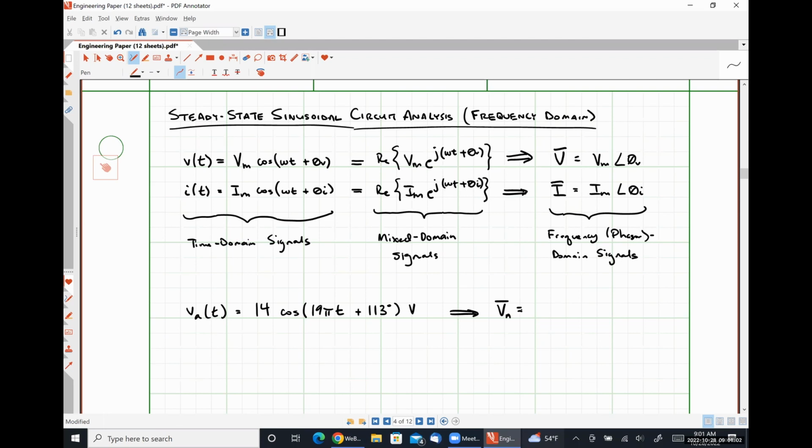So we keep the magnitude, we keep the phase angle, and we throw everything else away. So 14 angle 113, we're done.